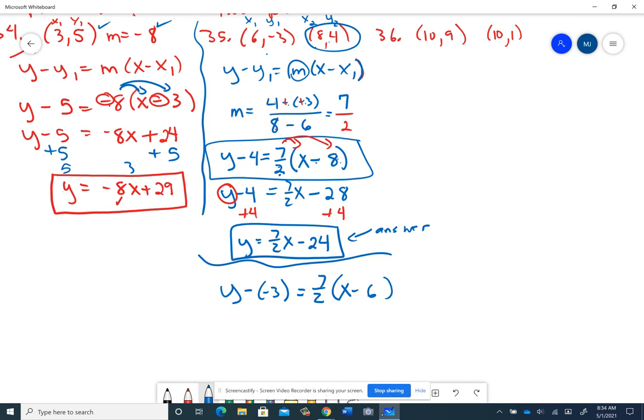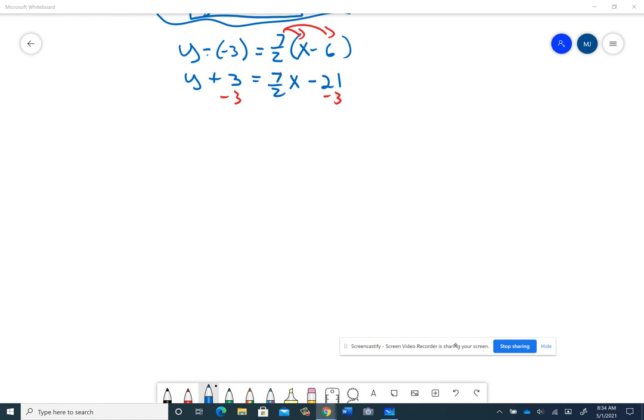Okay, I'm just saying if you had happened to pick the other one, I want you to see what would happen. Biggest mistake would happen with that minus a -3, because that's really y plus 3. Do that step before you try to move things around. Then go ahead and distribute. And that's going to be 7/2 x, and that would be minus 21. Okay. Then get the y by itself by subtracting 3 from both sides. So that would be y equals 7/2 x minus 24.